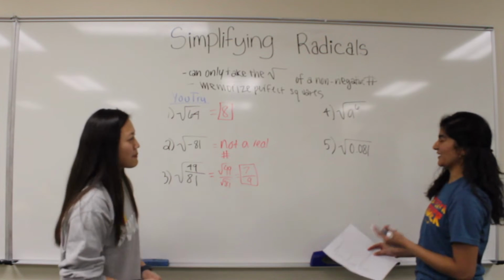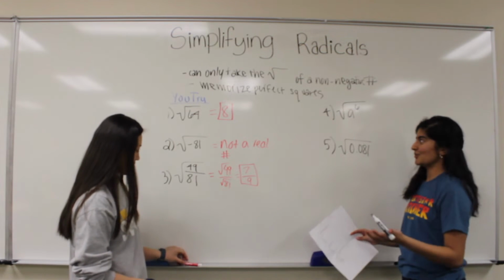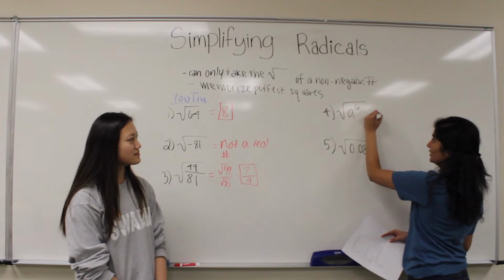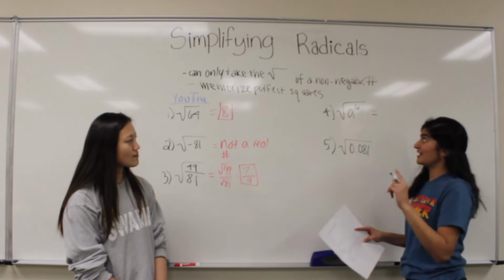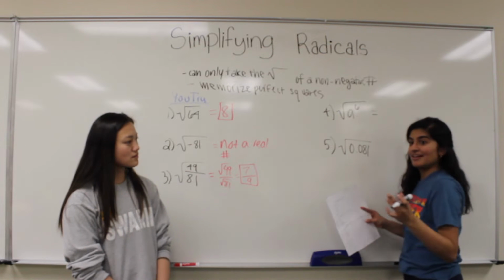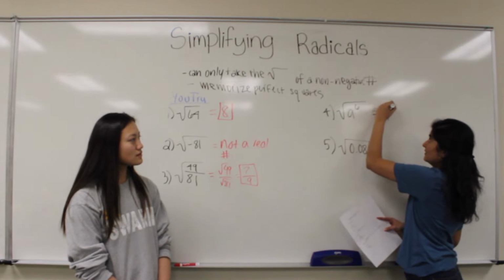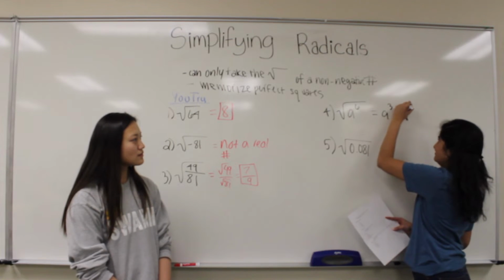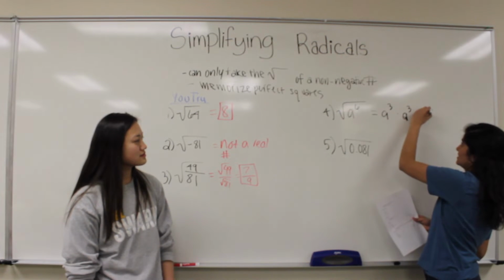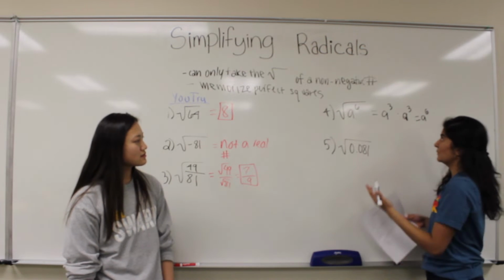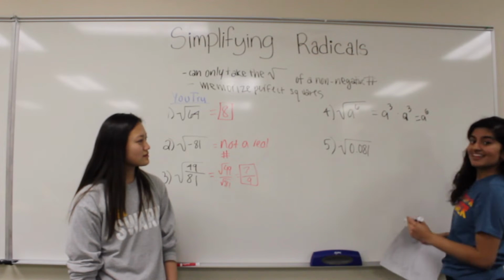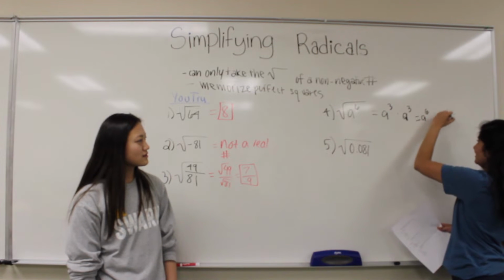Number 4, here we go. We have a variable in here, so this might look kind of complicated, but don't worry. Since it's the square root, you have to think about what multiplies times itself to get a to the 6th power. A to the 3rd power times a to the 3rd power equals a to the 6th, because of exponent rules: when you multiply exponents with the same base, you add the exponents. So this answer is a to the 3rd.